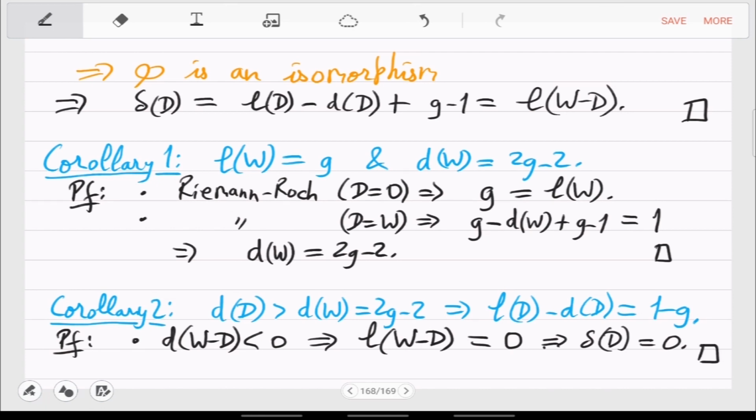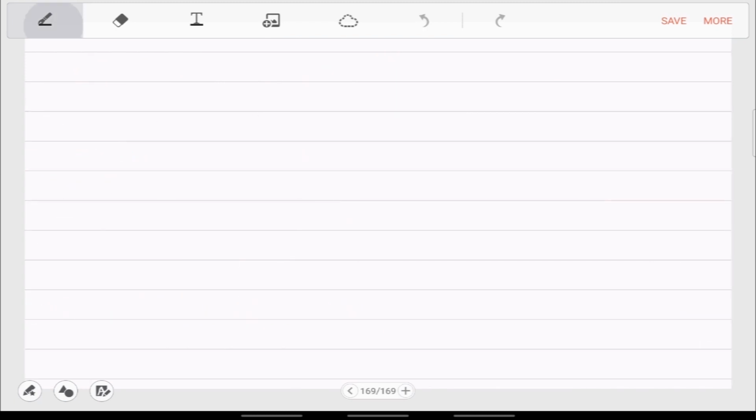So the degree of speciality is 0. So Riemann's expression is LD minus DD equal to 1 minus G. That's true. And the third corollary is especially nice. It's used in algorithms.